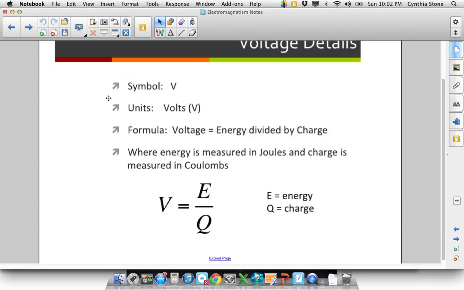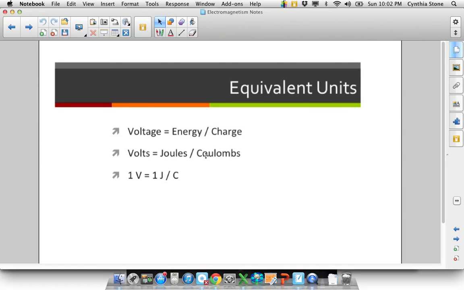So just some details as far as calculations. We give the symbol V for voltage, which is easy, and the units, V, easy. The formula is voltage equals energy divided by charge, because it's energy per unit charge. So if you're given energy in joules, which energy always is, and charge in coulombs, you could say that not only is voltage measured in volts, but it is also measured in joules per coulomb. So sometimes you'll see, instead of 9 volts, 9 joules per coulomb, and it means the same thing. Okay?